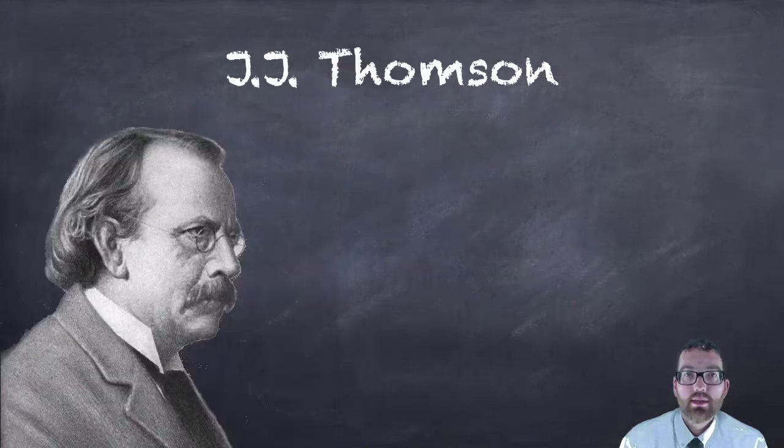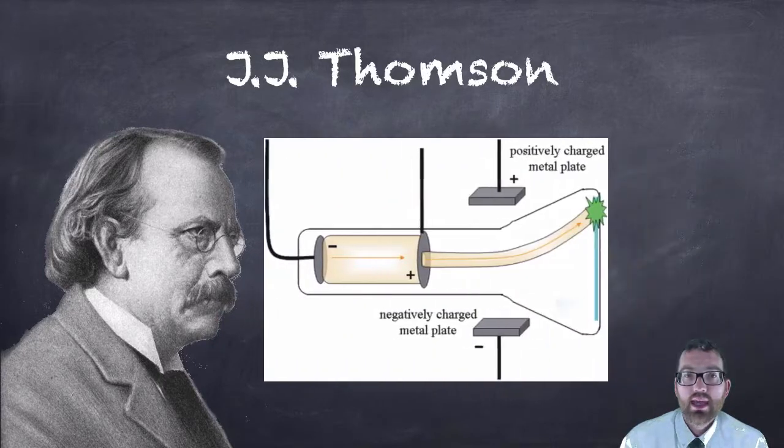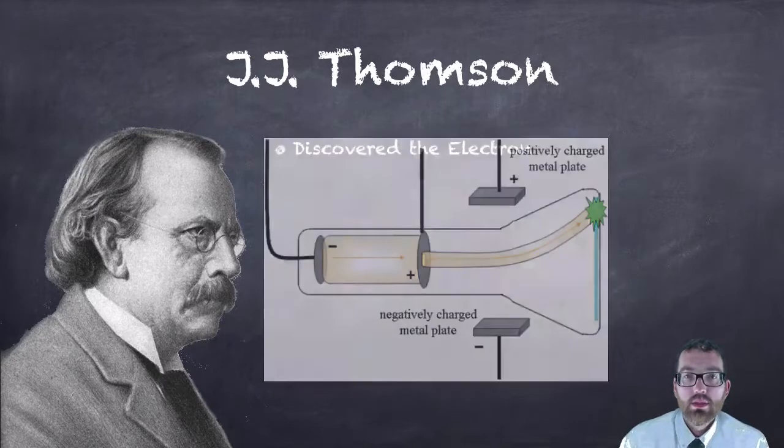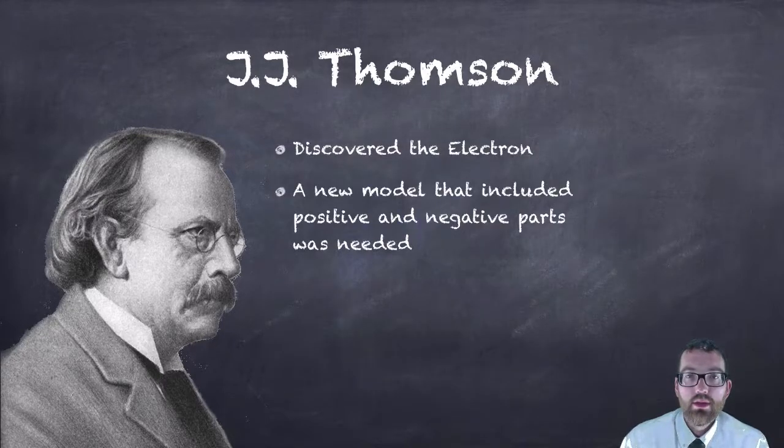Obviously incorrect. Then came J.J. Thomson. He discovered the electron using his cathode ray experiment. He excited electrons in these cathodes, and they shot out these rays, which we now know are electrons. And he deduced that they were negative because they were pulled towards the positive plates and repelled by the negative plates. So he said that the new model is going to include positive and negative parts that were needed. We now know there's more to an atom than just a single sphere.